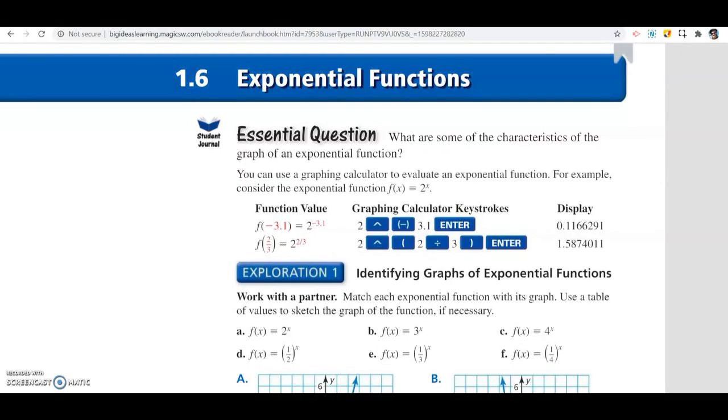Alright students, this video is going to go over section 1.6 in Math 2. The topic is exponential functions, and it's actually one of my favorites. A couple things though before we go over that.